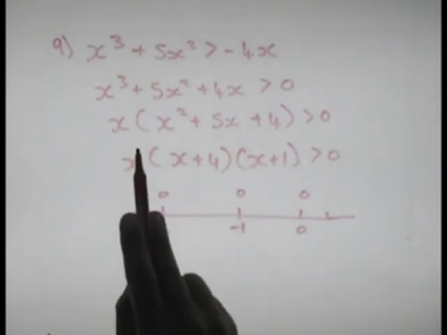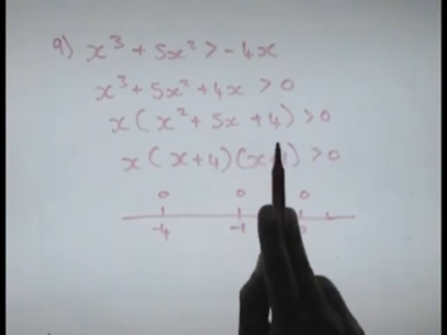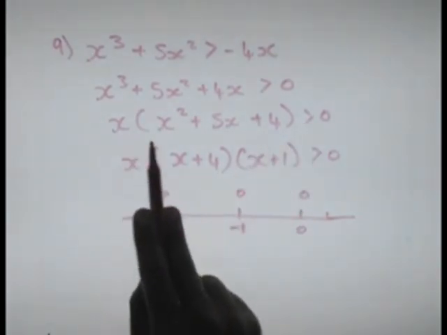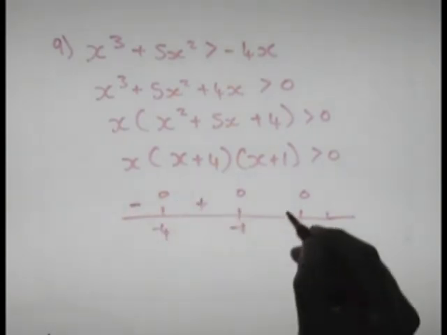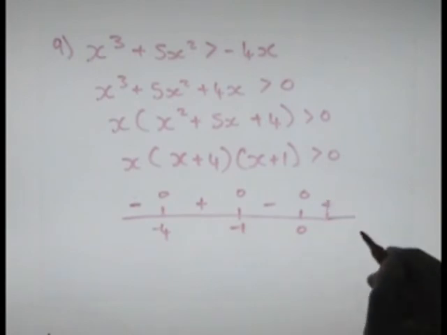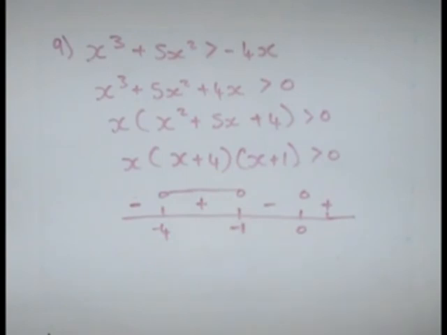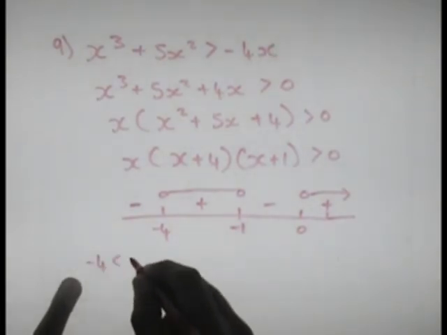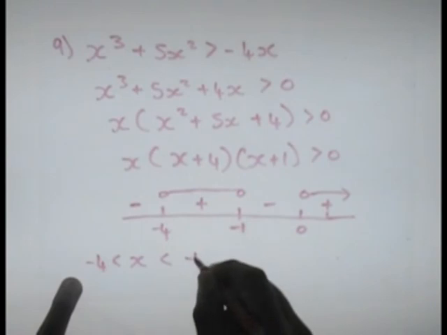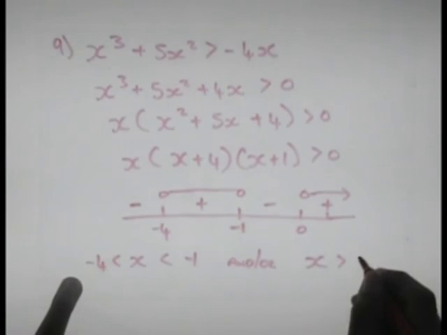-5. -5 plus 4 is negative. -5 plus 1 is negative. Negative times a negative times a negative is going to give me negative. That means the next one will be positive, negative, positive. We are looking for when it's positive, that is between -4 and -1 or greater than 0. That means that x is greater than -4 but less than -1, and or x is greater than 0.